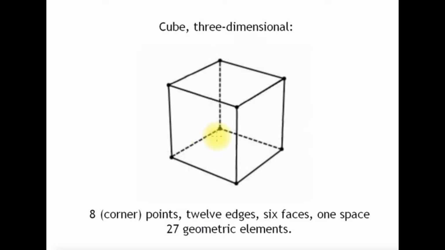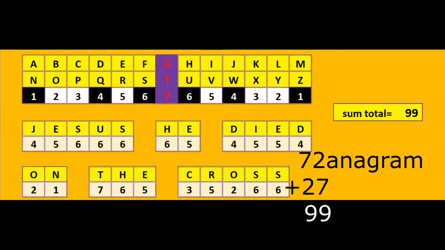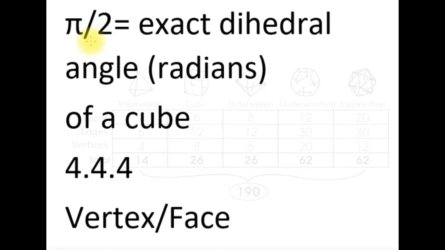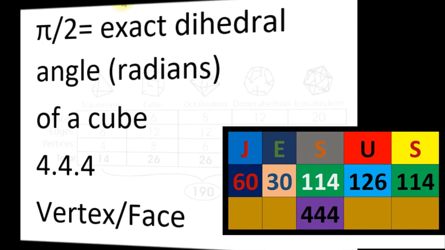A cube has 8 corner points, 12 edges, 6 faces, 1 space, 27 geometric elements. Pi divided by 2 equals the exact dihedral angle radians of a cube, 4.4.4, vertex divided by face. Jesus, using the English alphabet in its ordinal value times 6, equals 444.